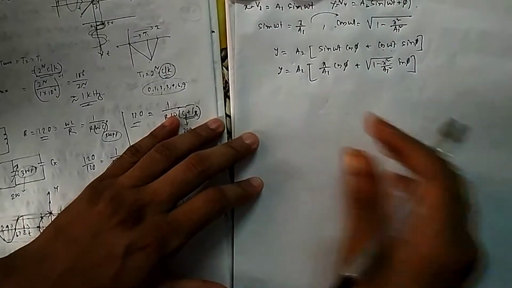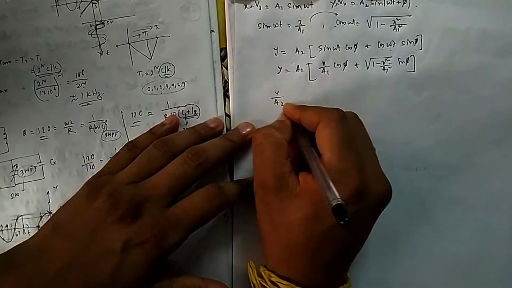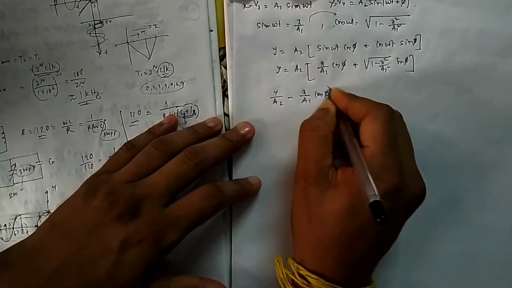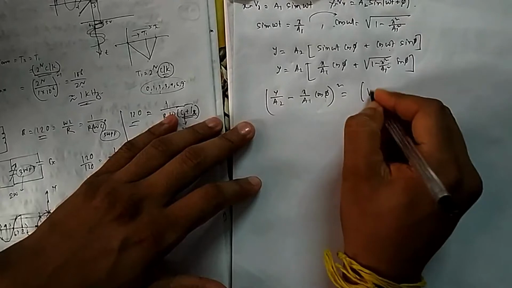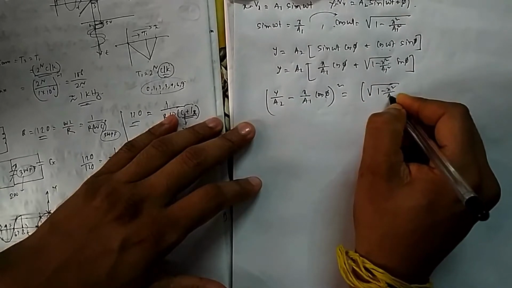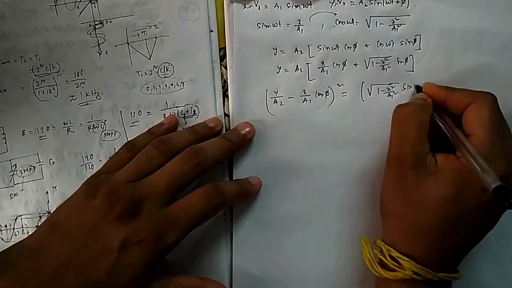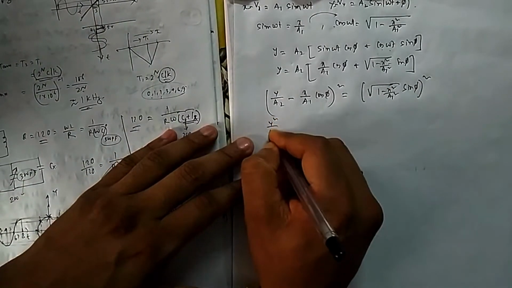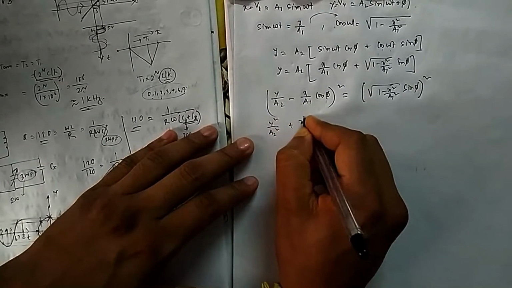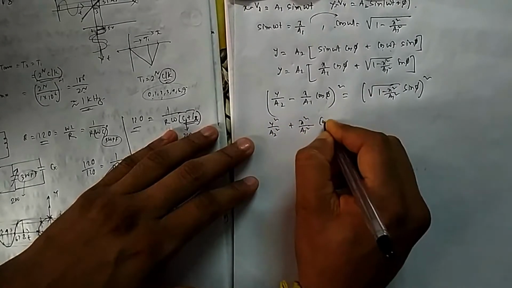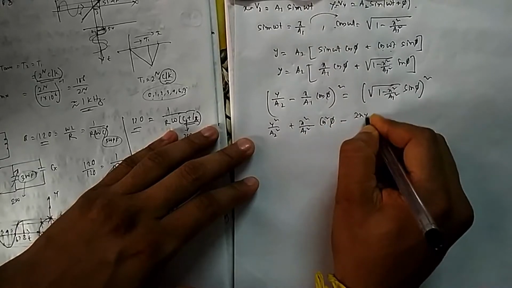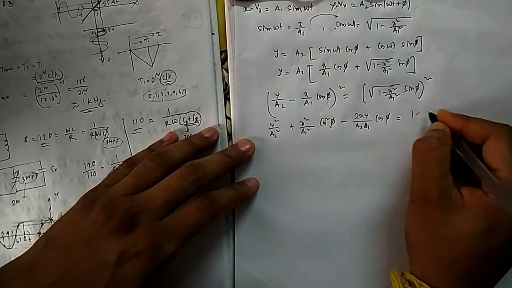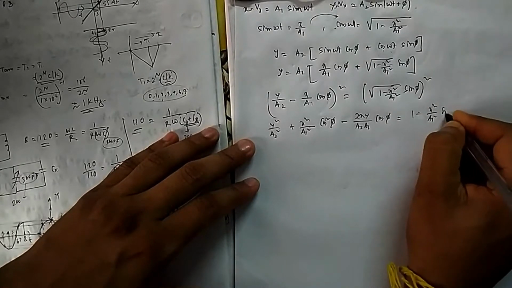Then you bring this one to this side, y by a2 minus x by a1 cos phi, taking the whole square on both sides. This is to eliminate that square root, and this is sine phi. So if you square both sides, finally you will get y square by a2 square plus x square by a1 square cos square phi minus 2xy by a1 a2 cos phi, and then 1 minus x square by a1 square sine square phi.